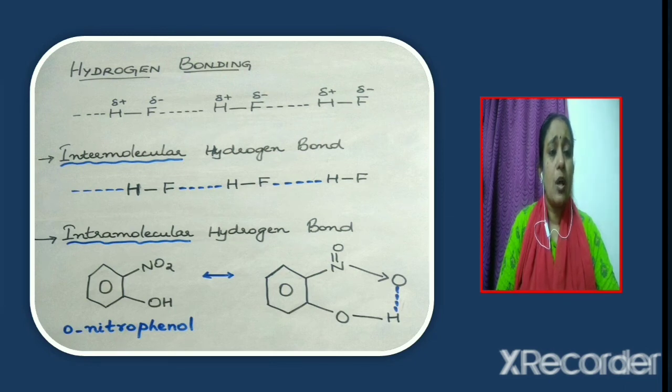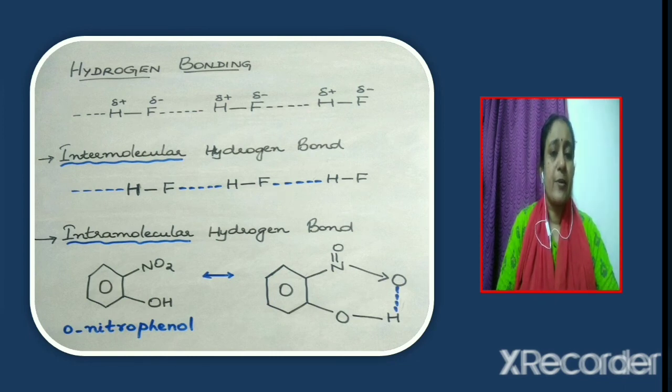Thus, hydrogen now has developed a slight positive charge. Therefore, this hydrogen atom will try to form a bond with the electronegative atom of the next molecule. The hydrogen bond is shown using dotted lines. So this type of bond which is present between the hydrogen atom of one molecule with the electronegative atom of the next molecule is known as hydrogen bonding.